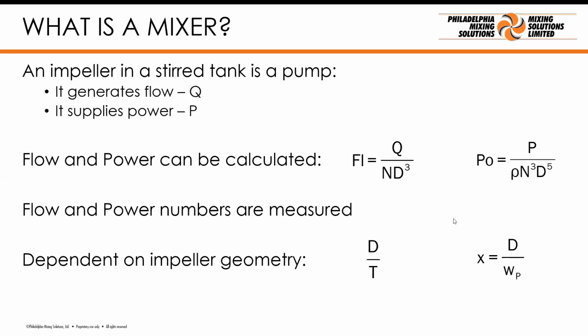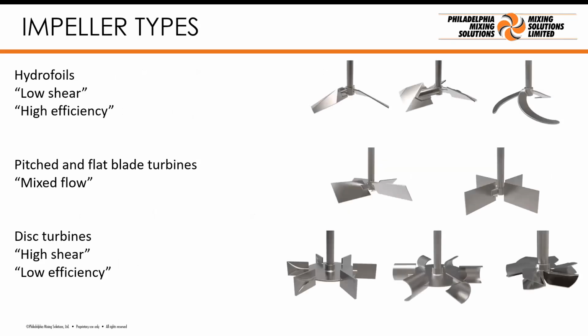And then there are other quantities which are dependent on the impeller geometry. The first of which is the impeller to tank diameter ratio. And the second is the ratio of the diameter of the impeller to its projected height at its tip. And we're going to talk about why these numbers are important as we move along.